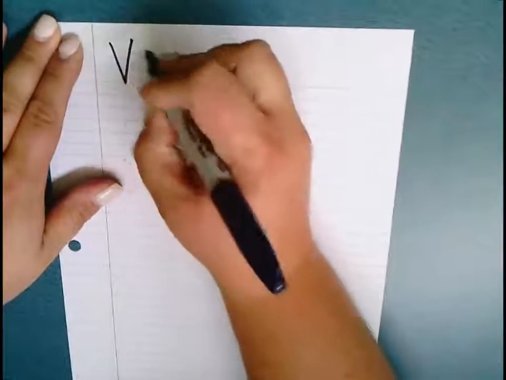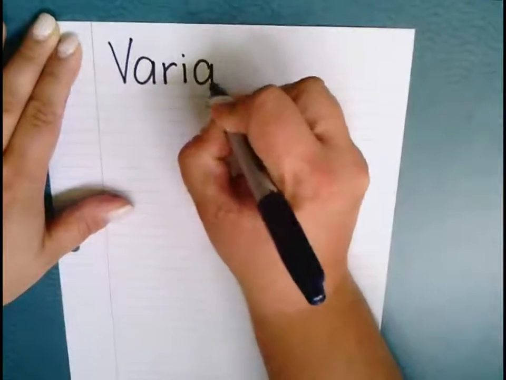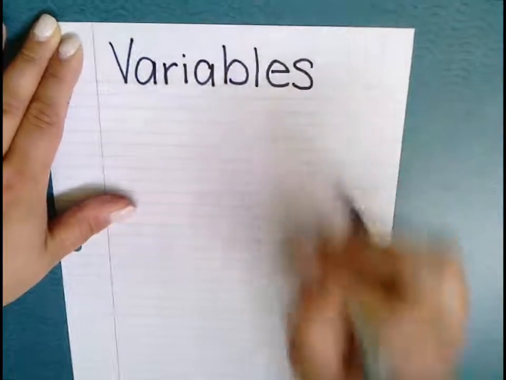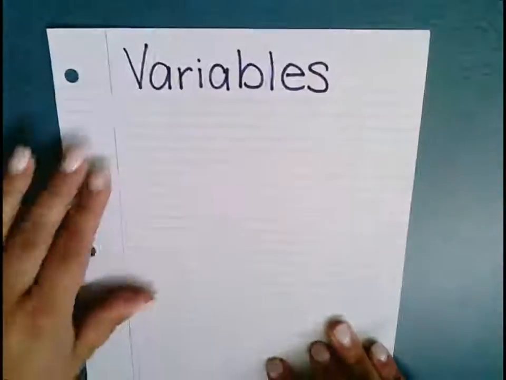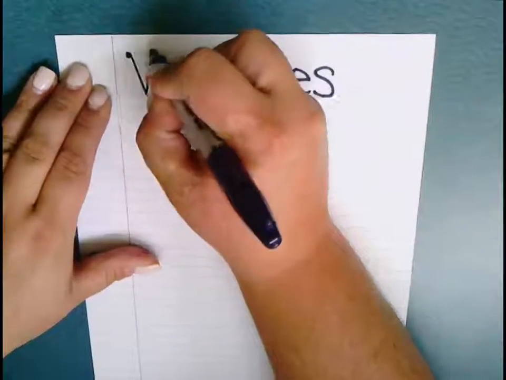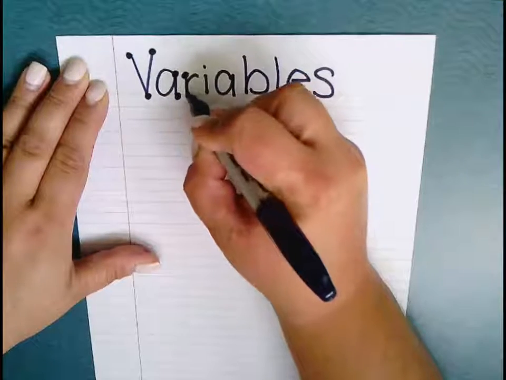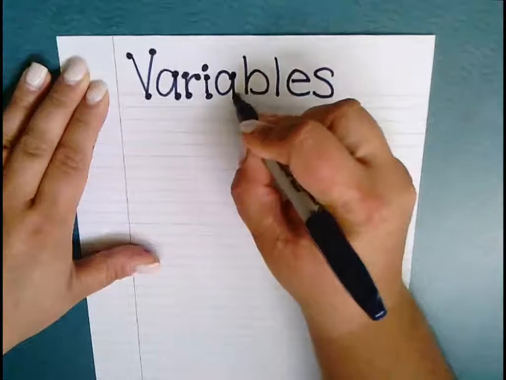So the title of this anchor chart we're going to write at the very top, and it's going to be called Variables. This week we've been learning about the scientific method, and part of the scientific method, when we're talking about our actual experiment, what we're doing, we have to use variables. So I'm going to kind of make my word cute so it will stand out on my page. You don't have to do this if you don't want to. This is just something extra that I'm going to add.